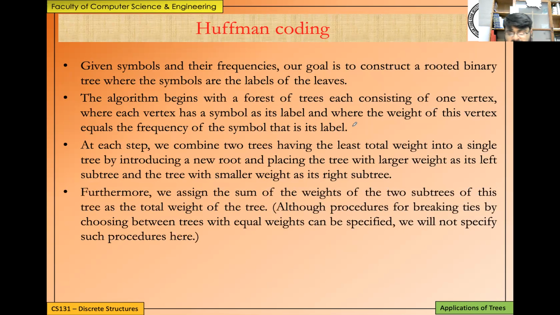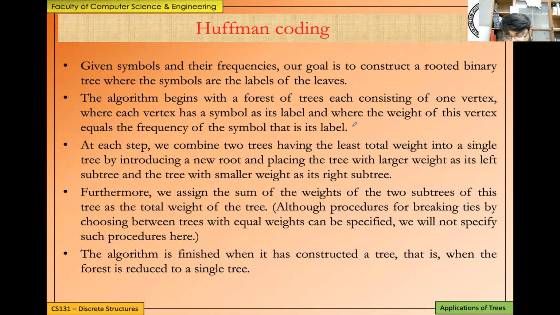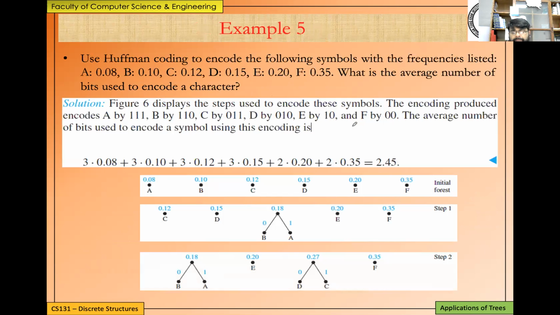Furthermore, we assign the sum of the weights of the two subtrees of this tree as the total weight of the tree. Although procedures for breaking ties by choosing between trees with equal weights can be specified, we'll not specify such a procedure here. If there's a tie, you don't need to specify that for now. The algorithm is finished when it has constructed a tree, that is, when the forest is reduced to a single tree. And here is an example that displays this whole part.